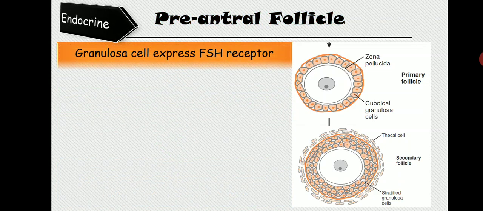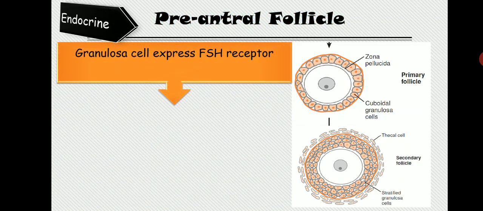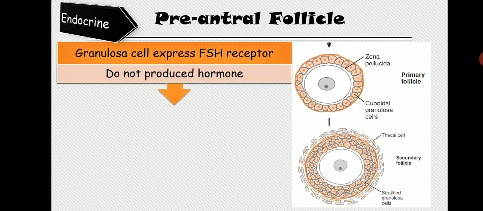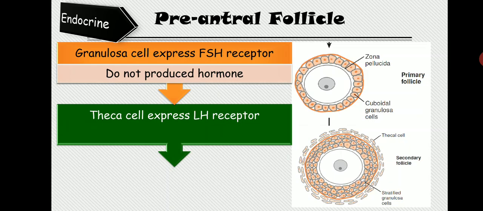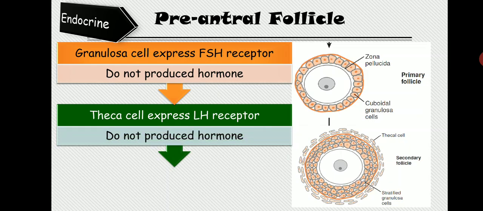Now the endocrine function. As the granulosa cells divide and become multi-layered, they express FSH receptor. Got it? So they just start expressing the receptor. They do not produce any hormone. Then the theca cell will express the LH receptor, and they also do not produce any hormone.